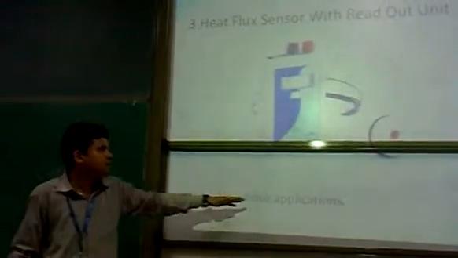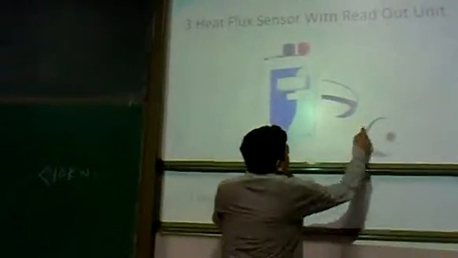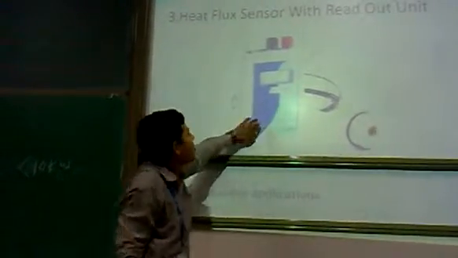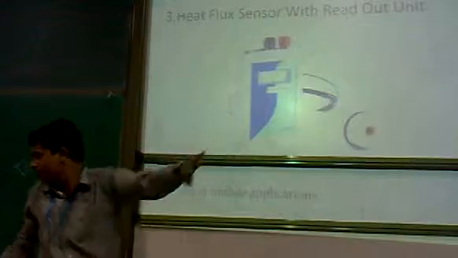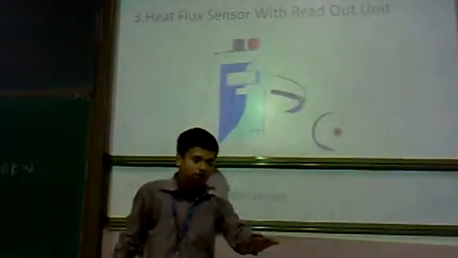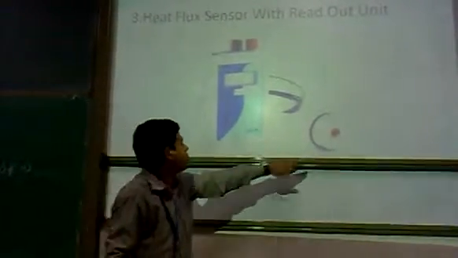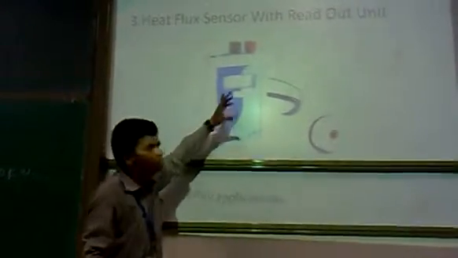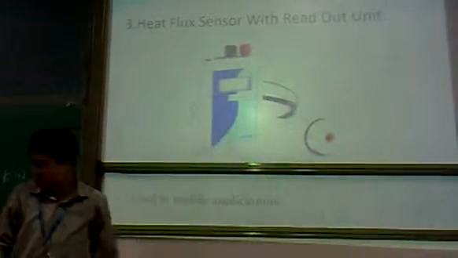Next is the heat flux sensor with readout unit. This is the most commonly used sensor in mobile applications. This is the sensor and this is the display unit. It uses two batteries, one wire with 5 ohm meter, and when it is placed in a mobile environment, it gives the output of flux on it with the use of a thermocouple. On a computer we also calculate all these things. These are the specifications for it.